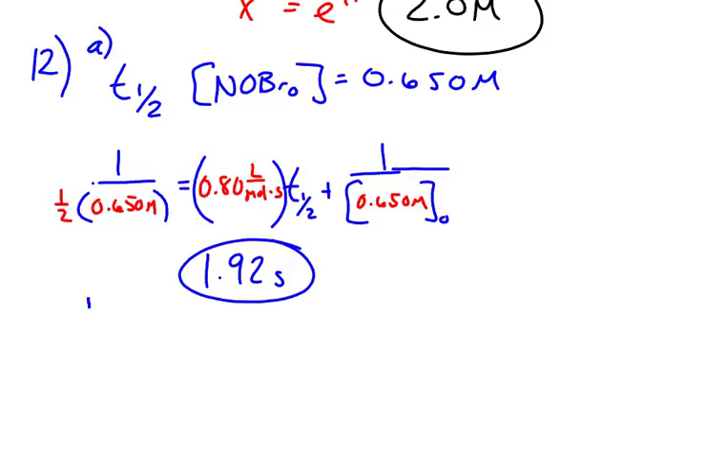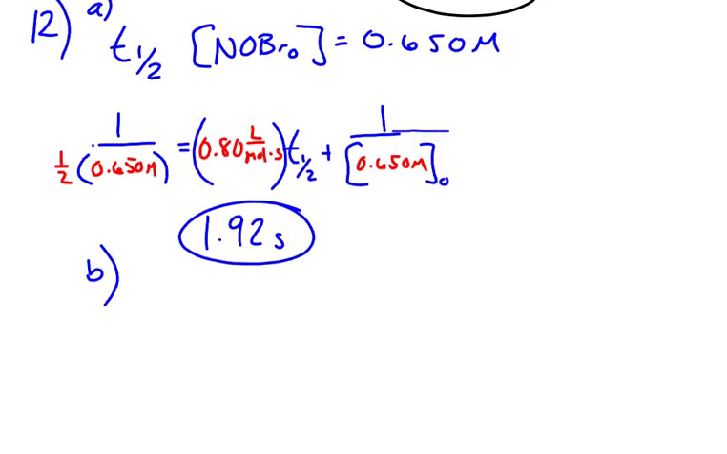That's A. B. It says calculate NOBR at time 5.80 times 10 to the negative third seconds if your concentration is 0.650. So still same concentration. So now what we're doing is finding a concentration. So now I'm doing this.